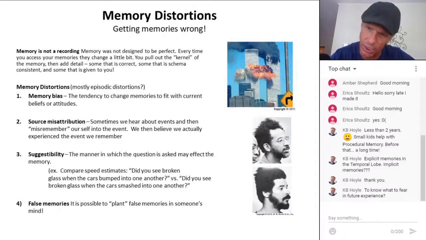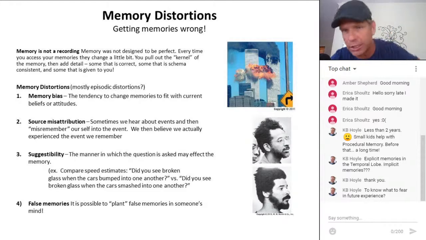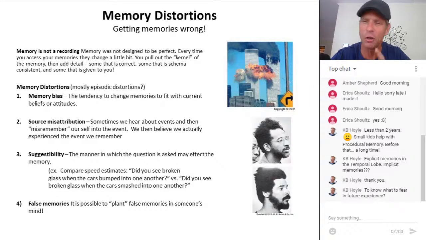The music we listen to changes just a little bit. What we ate changes just a little bit. That's the thing. Your memory wasn't designed to be perfect. It's designed to be a rough guide based upon what you experienced and also your knowledge about what you experienced, right? So you know what happened at your birthday party, which is an episodic memory, but you also know what happens at birthday parties in general, which are semantic memories.